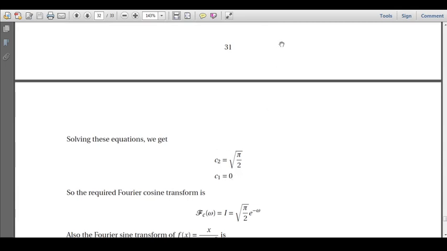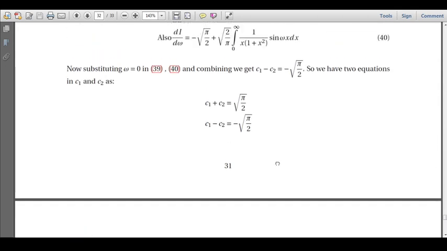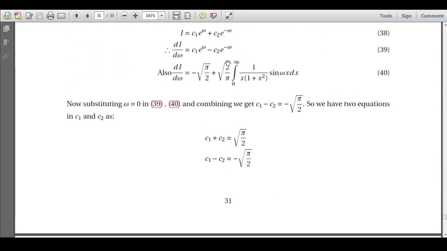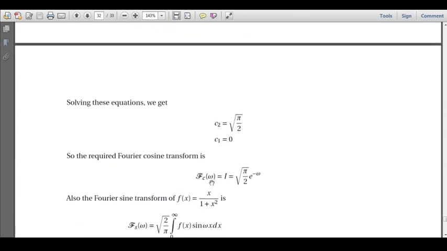So we substitute these c1 and c2 in this expression. C1 becomes 0, c2 is equal to root of pi by 2. So I is equal to root of pi by 2 into e raised to minus omega. That is our next step. That is the Fourier cosine transform of 1 by 1 plus x square, denoted by capital I of omega, equal to root of pi by 2 e raised to minus omega.